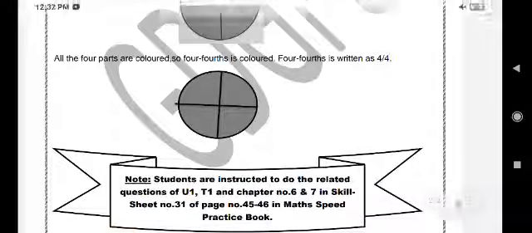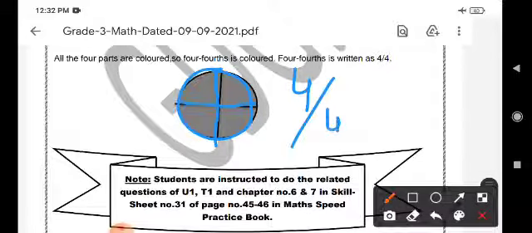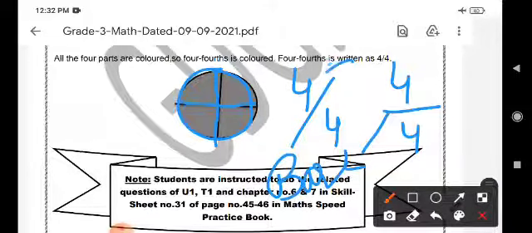And whenever all the 4 parts are colored, how are you going to write it? The number of parts that are colored is 4, and what is the total number of parts? 4. Or you can write it like this also. This is the bar, and here 4 is the numerator, and 4 is the denominator, that is below.